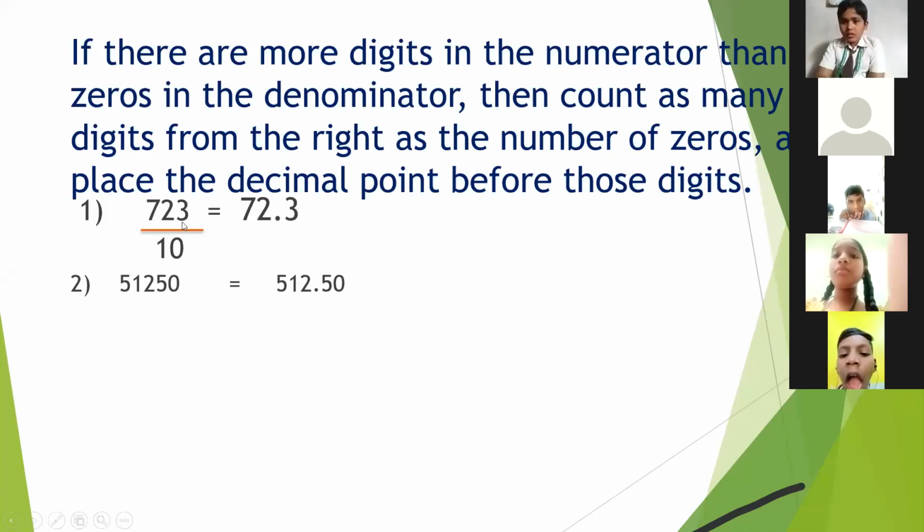See what I have done here. From here, count as many digits from the right. This is your right. One. How many zeros are here? 1 0. In the denominator, 1 0. So at the top, you will count one number and then you place the decimal. Here, after 1, only 1 0 is here, so I have put the decimal point after one number. You will count from the right and put the decimal. Got it, students?